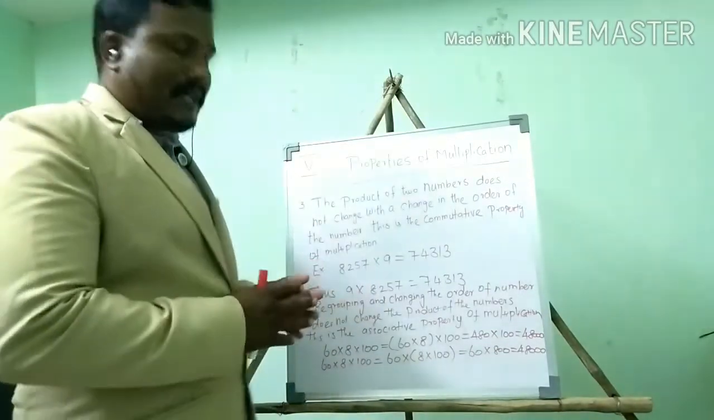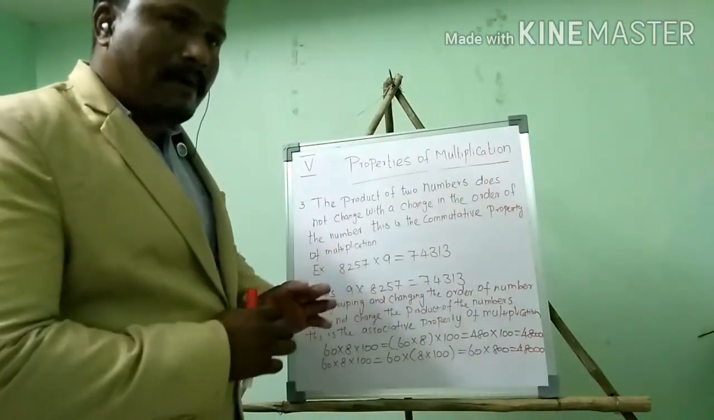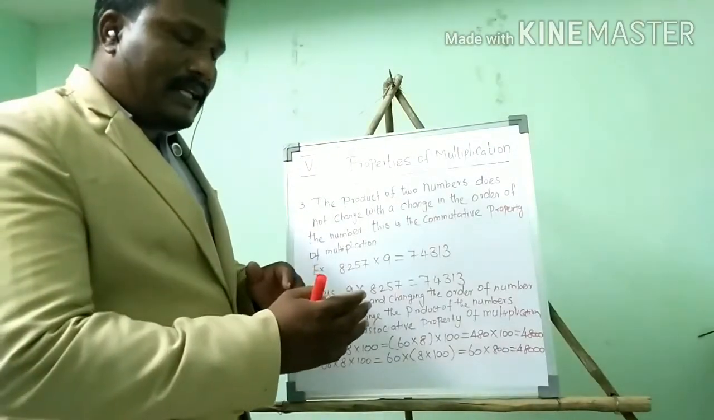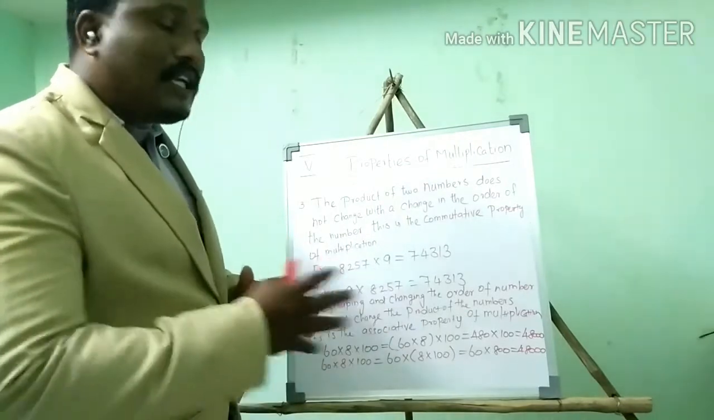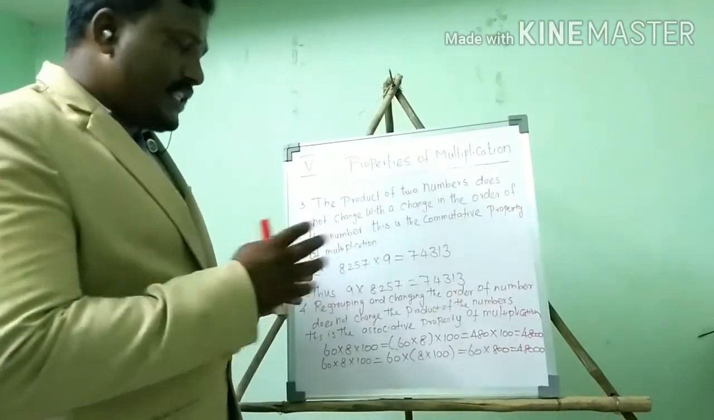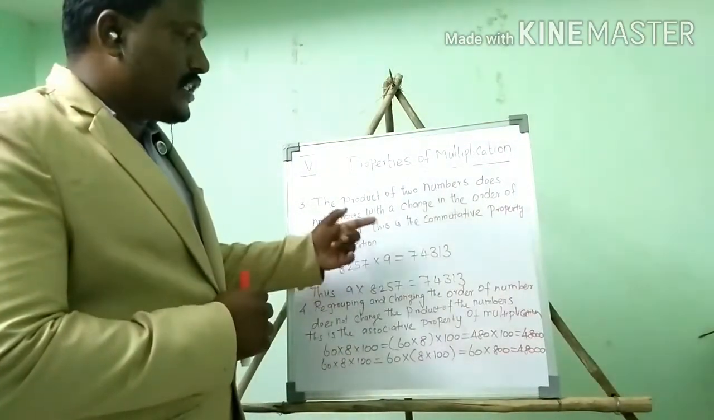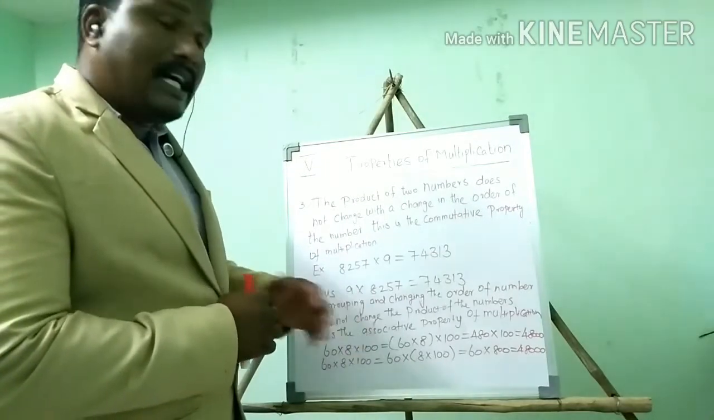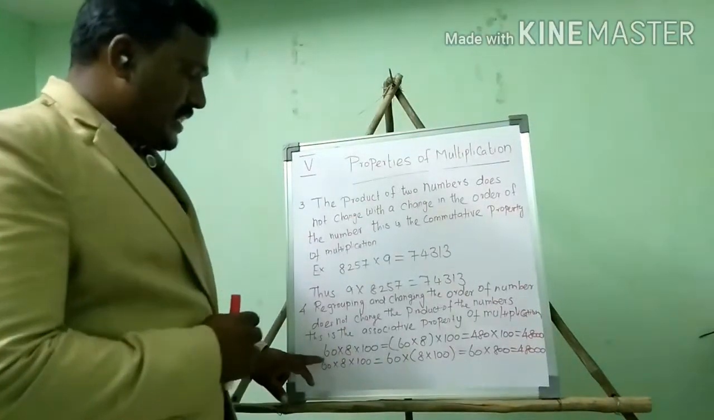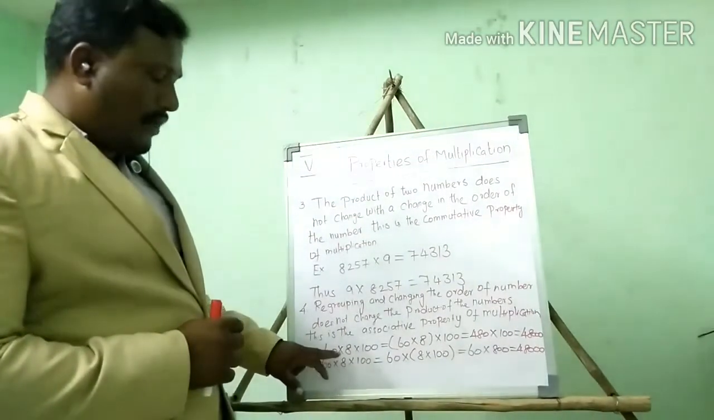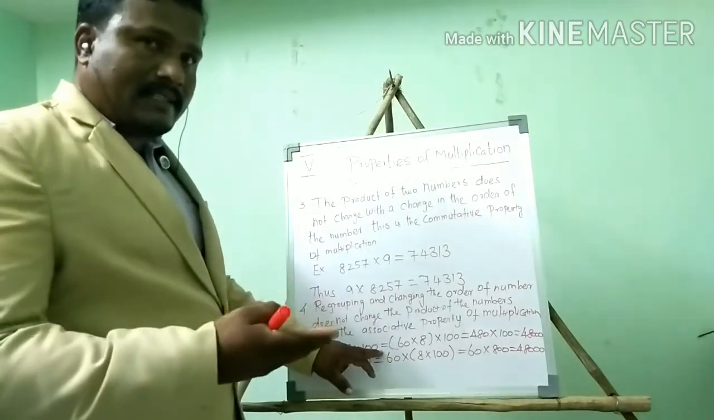Then the fourth property: regrouping and changing the order of numbers does not change the product. This property is called the associative property, and the earlier one is the commutative property. What is the associative property? Here, see, 60 multiplied by 8, again multiplied by 100. I will give the explanation.